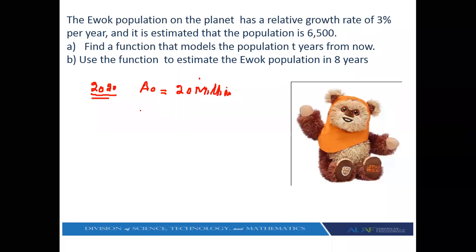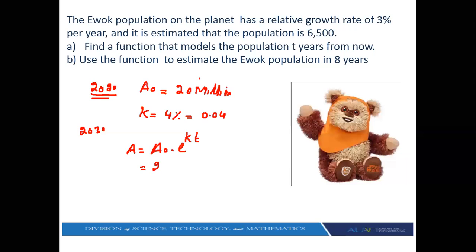And you know that the rate of population growth is actually 4% per year. Let's suppose 4%. 4% you can write like 0.04. So what will be the population in 2030? This means that time is 10. So use the model. A is equal to A naught multiply with e power kt.